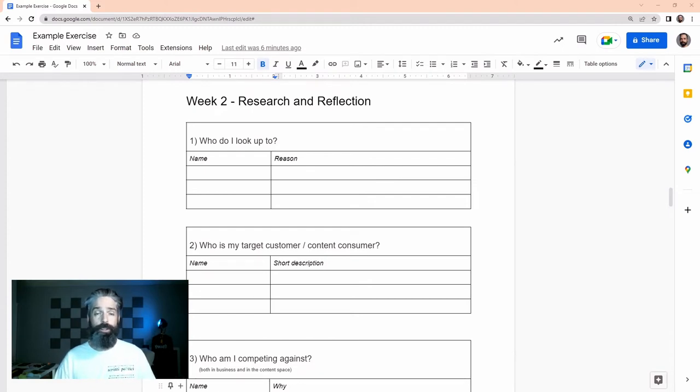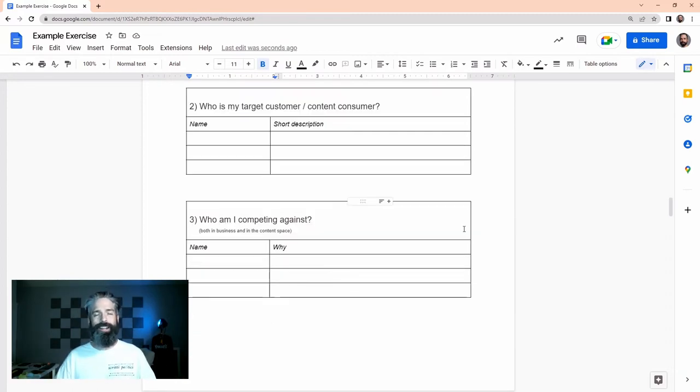For those of you that want to use family or close friends, I would suggest that there still be some business or brand related reason that you're looking up to them. It could be for their work ethic or their content or their intelligence. It's kind of up to you, but keep in mind that this needs to live within the realm of your personal brand or the brand you're building.